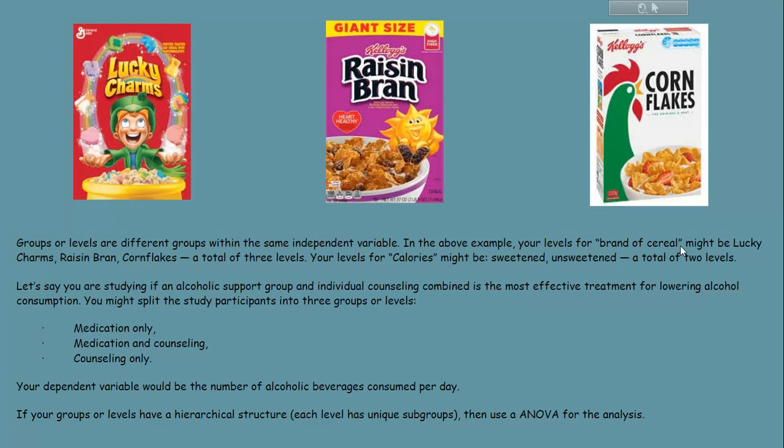So one of the examples that I found was, let's say you are studying if an alcoholic support group and individual counseling combined is the most effective treatment for lowering alcohol consumption. You might split the study participants into three groups or levels. So medication only, and medication and counseling only. So that's how we can determine our different levels. And then the dependent variable would be the number of alcoholic beverages consumed per day.